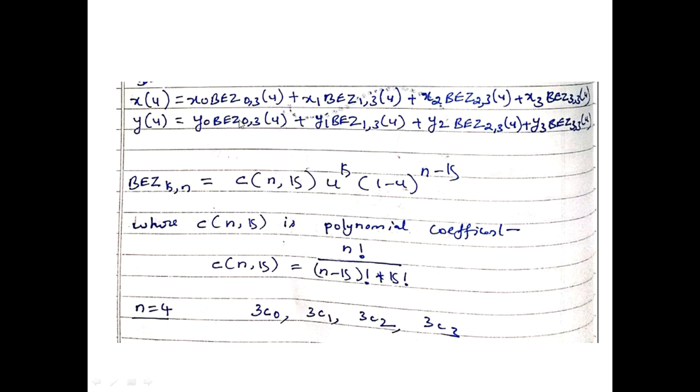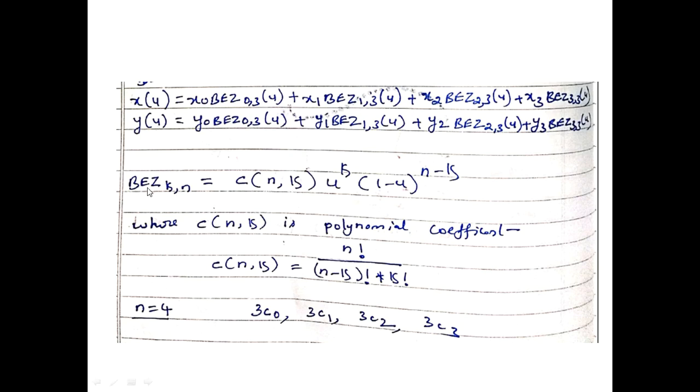Now, if you want to calculate blending function 0,3, 1,3, 2,3, we need an equation. So the equation for blending function k, n, I have written in general. But in this equation, k value 0, 1, 2, 3 is there. In general, I have written the blending function equation, that is C of n comma k into u power k into 1 minus u power n minus k. This is the equation to calculate the blending function for the given value of k comma n.